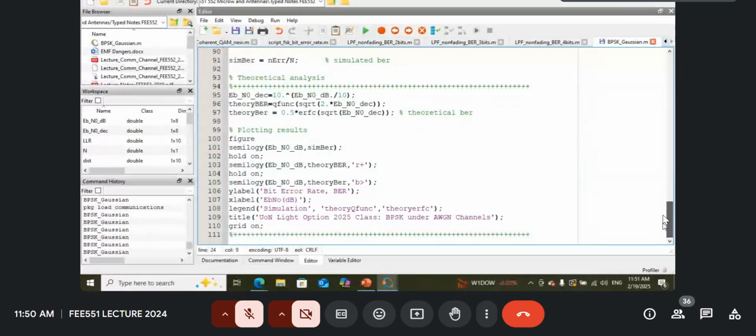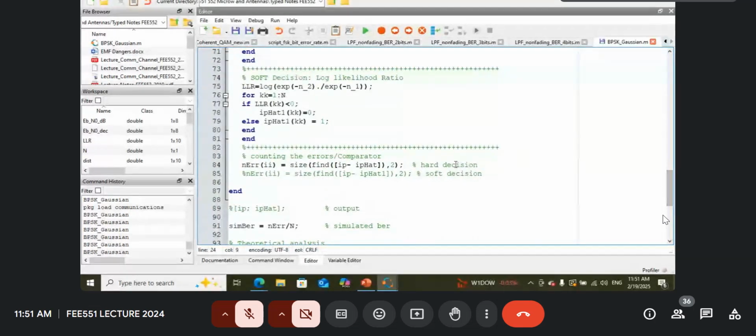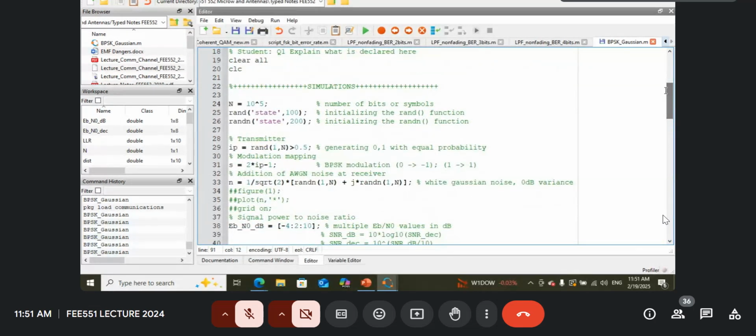All the errors that we measure, the places where ones and zeros are not equal between IP and IP hat, that's what we are counting with this statement here. The number of errors is equal to the size of the places where IP is not equal to IP hat. Then you divide that number of errors by the total bits that were sent. So this is the average. The more you send, the better the curve that you get. So let's now send 100,000.